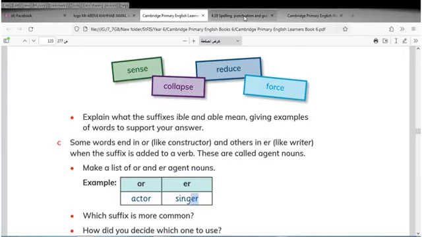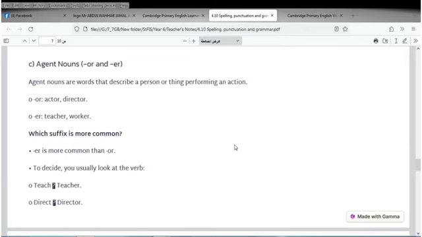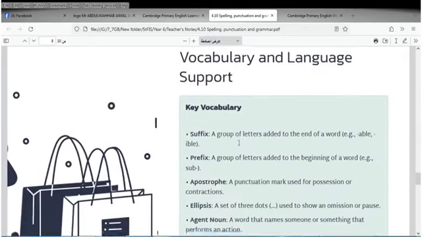And I have lots of examples. Write, writer. Construct, constructor. So the suffix is added to a verb. It will make an agent noun, OR or ER. Direct, director. Teach, teacher. Work, worker. Okay? That's very important.